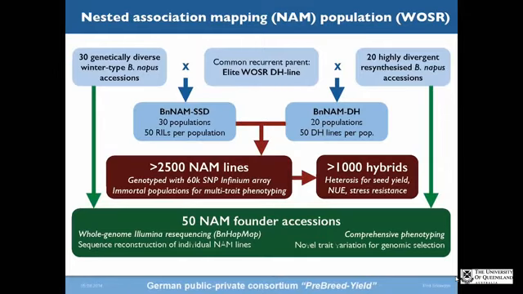At the same time, we've also taken 1,000 of these lines so far, the rest will be done later, and they've been used to make F1 hybrids so that we can also look at hybrid performance and heterosis by phenotyping the hybrids and then relating the data that we get back to the genotype data and the whole genome sequences.